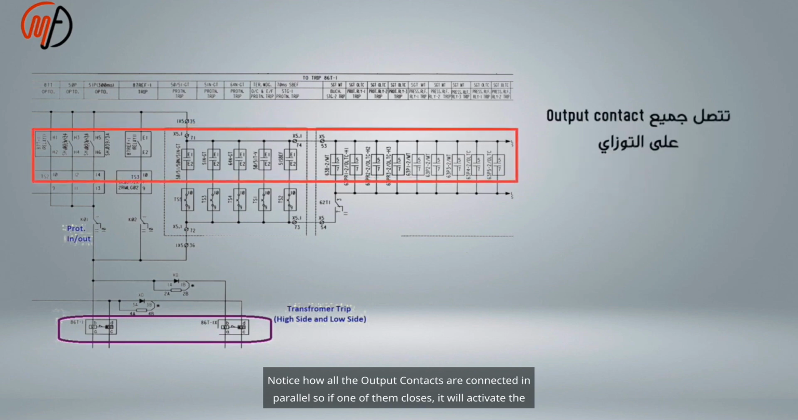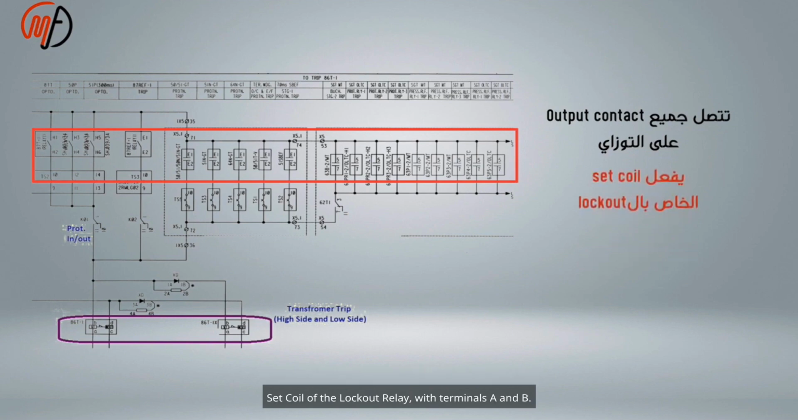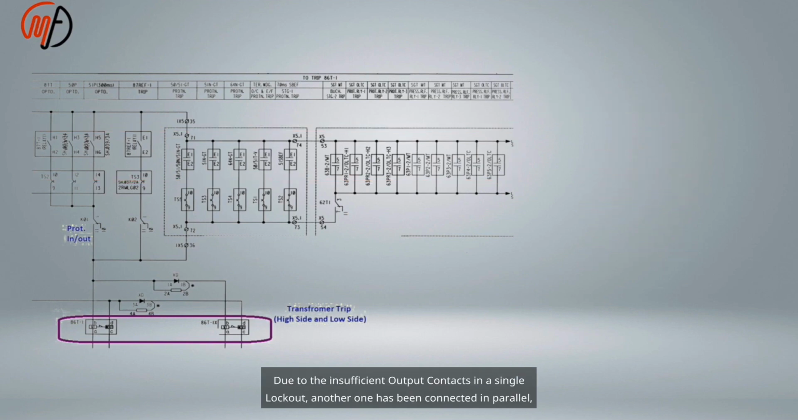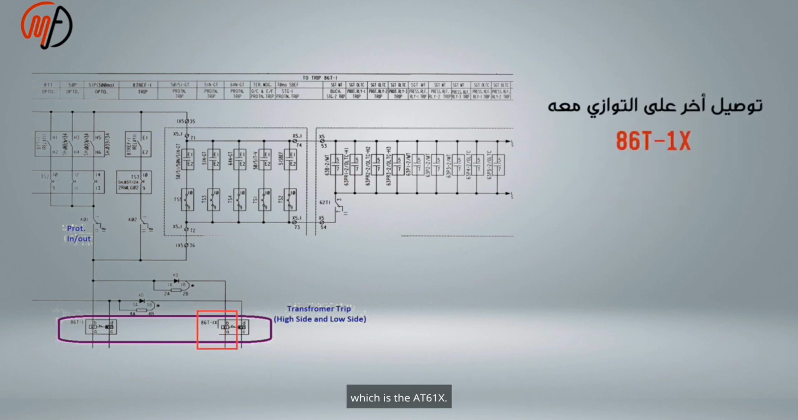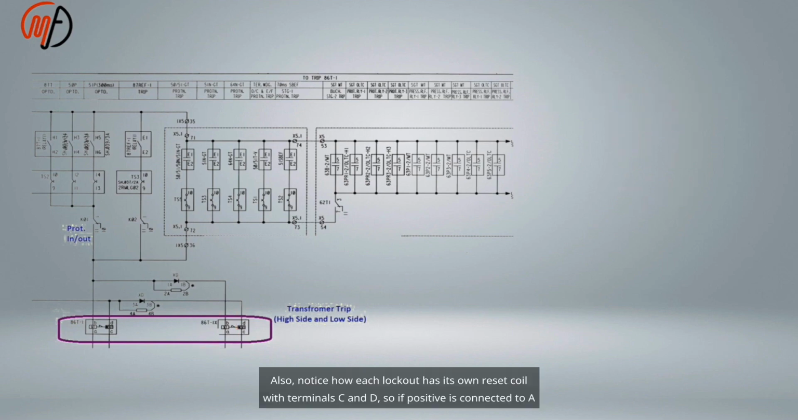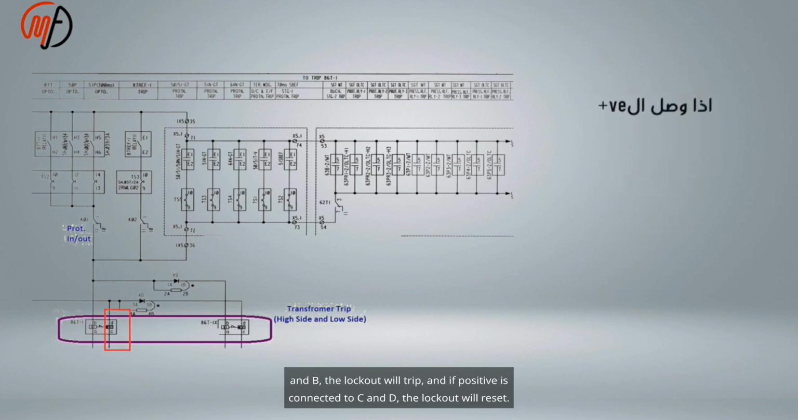Notice how all the output contacts are connected in parallel. If one of them closes, it will activate the set coil of the lockout relay with terminals A and B. Due to the insufficient output contacts in a single lockout, another one has been connected in parallel, which is the 86T1X. Also notice how each lockout has its own reset coil with terminals C and D. So if positive is connected to A and B, the lockout will trip, and if positive is connected to C and D, the lockout will reset.